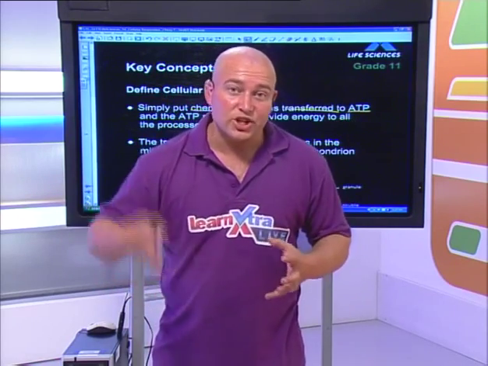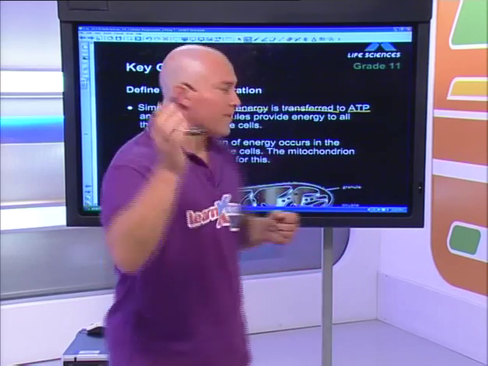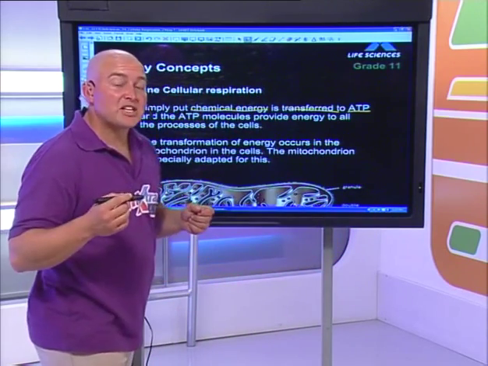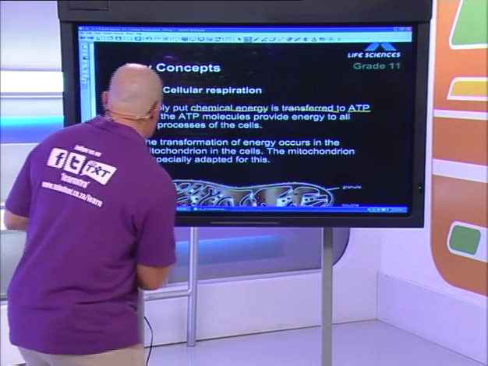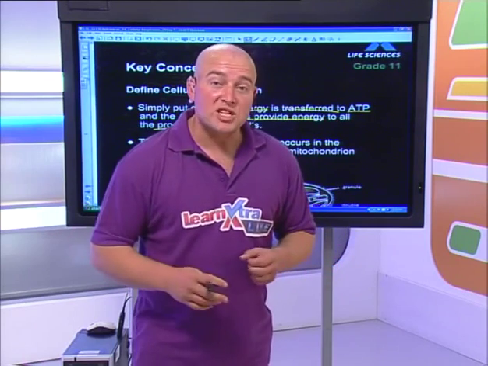Proteins go to the muscles. This is the food. This is where we get our energy: glucose, starch and carbohydrates. That's why people say you mustn't eat so much of it, because you're going to get fat if you don't do exercises. Okay, there we go. And the ATP molecules provide energy for the process of all the cells. Nice and easy. That is the definition of cellular respiration.